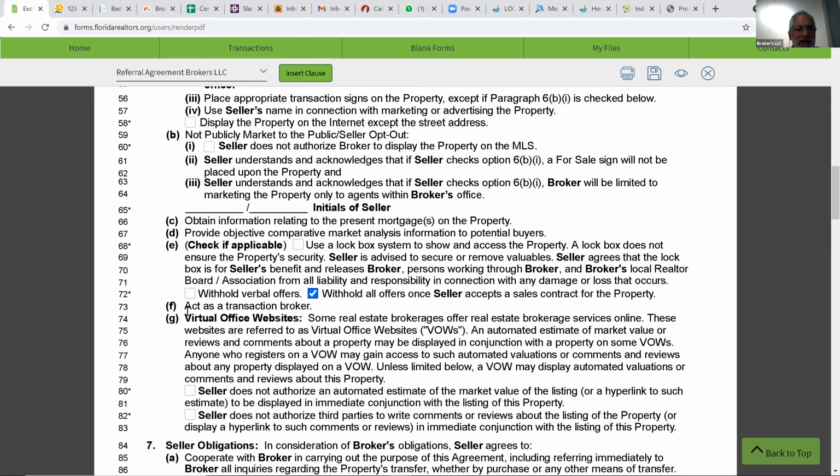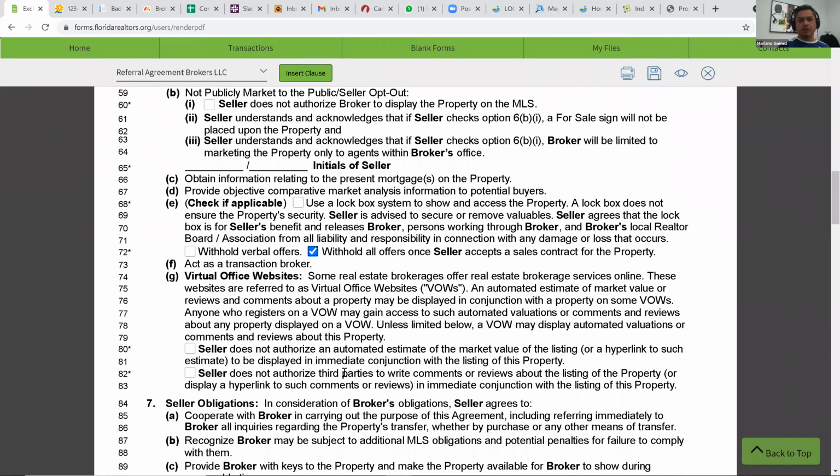Line 73, act as a transaction broker. Remember what is the advantage of being a transaction broker and not a single agent. Virtual office websites. Does anyone of you know what that is? Yes. Let's recall that one. Basically, what it means is that in a case that a buyer comes my way without a buyer's broker, I could act as a transaction broker. Is that correct? Yes. To represent them both.